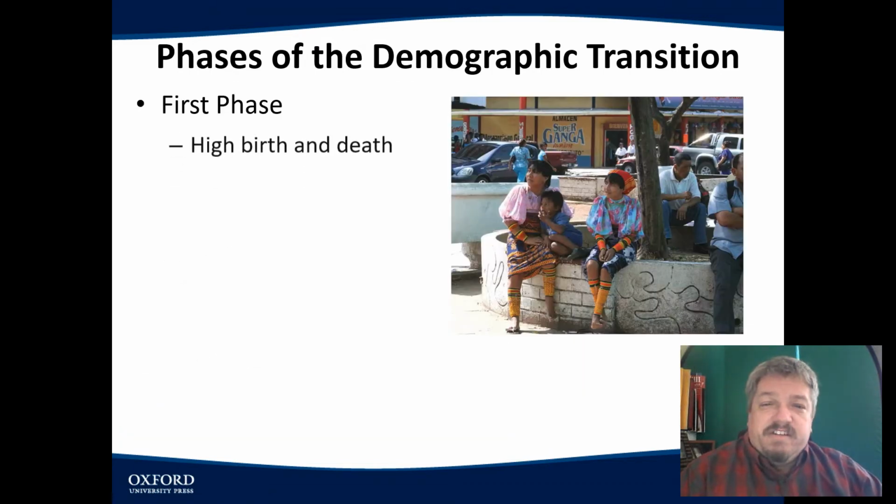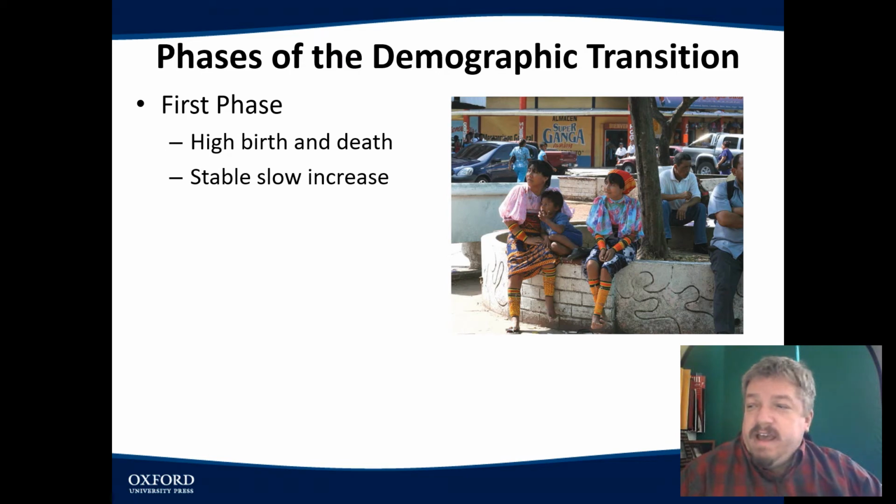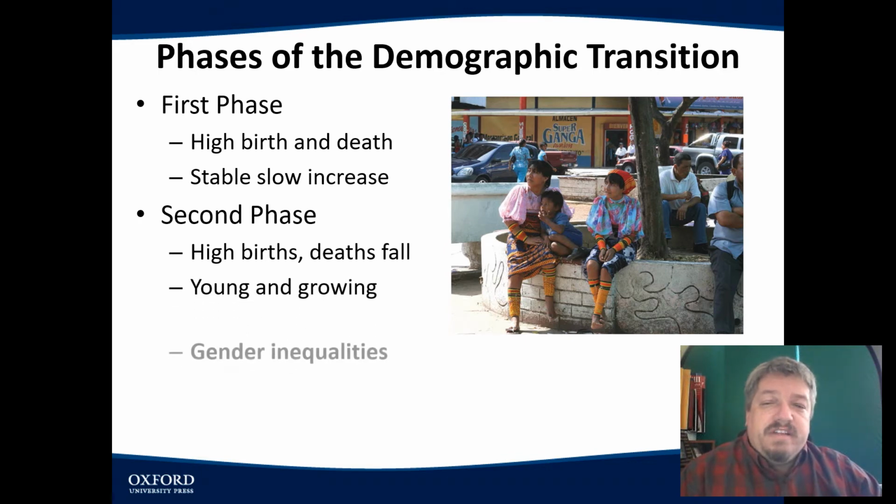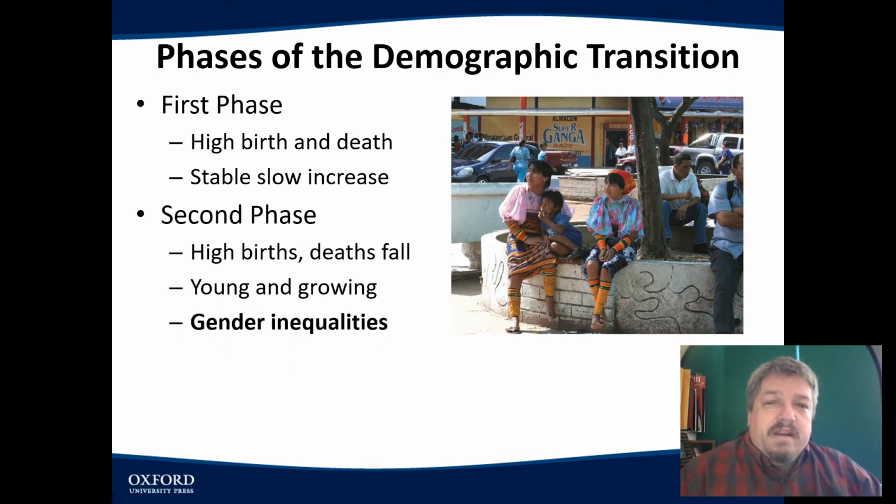So the first phase, right? We talked about that. A good example might be here, and also in the second phase, countries like Guatemala, countries that are growing. Their economies are becoming more modern, but they still have a lot of development to go. A lot more access to health. And in these societies where you still see a high birth rate, you see a lot of gender inequality.